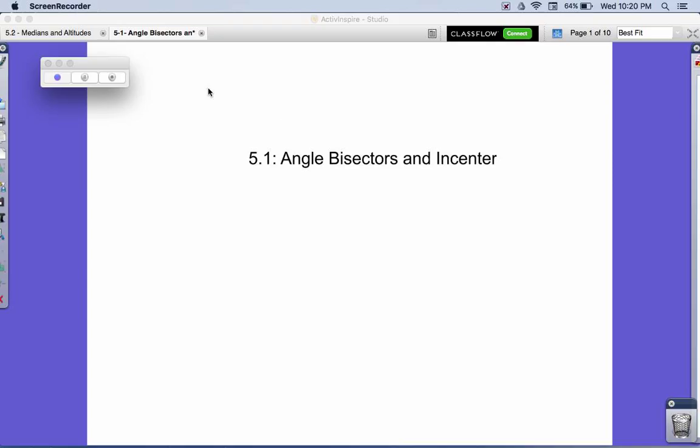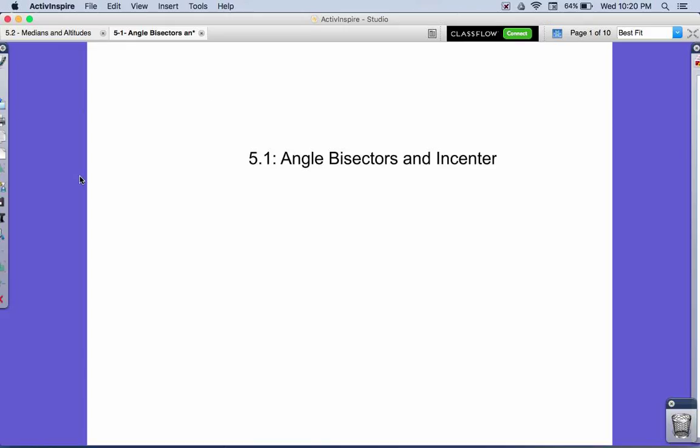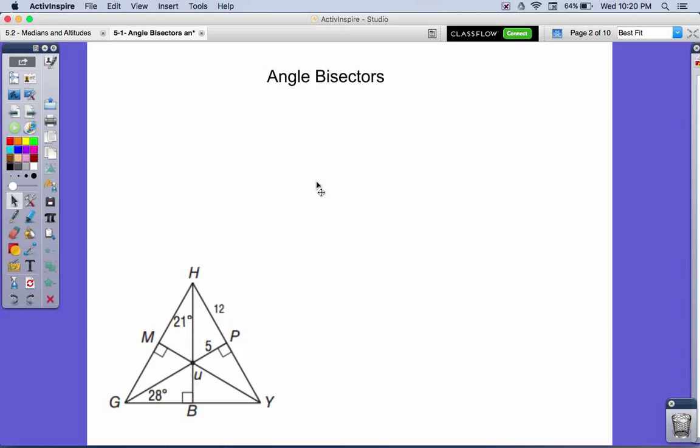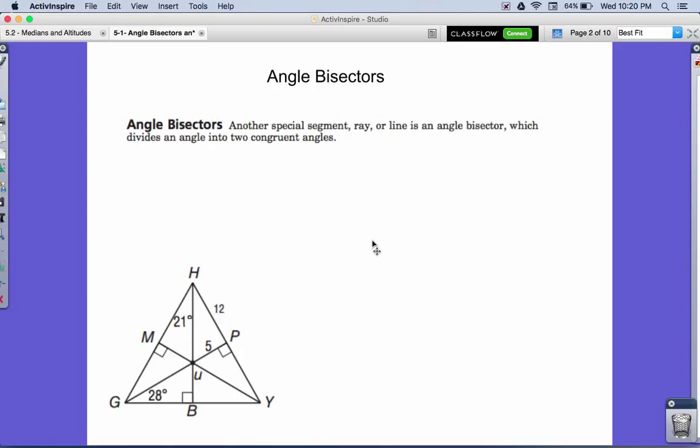Alright, so this is part 2 of section 5.1, which is over angle bisectors and incenter. So start off with some definitions and theorems. An angle bisector is another special segment, ray, or line which divides an angle into two congruent angles.